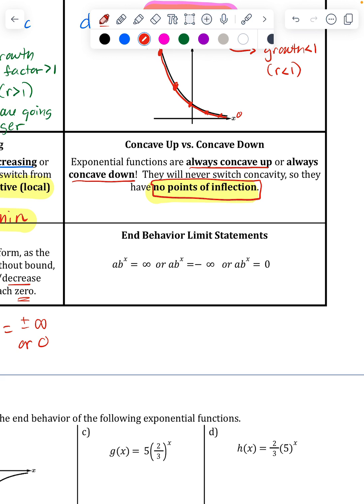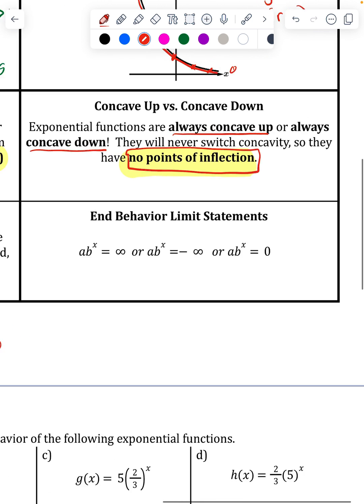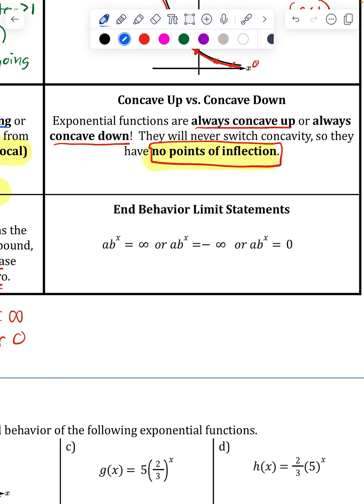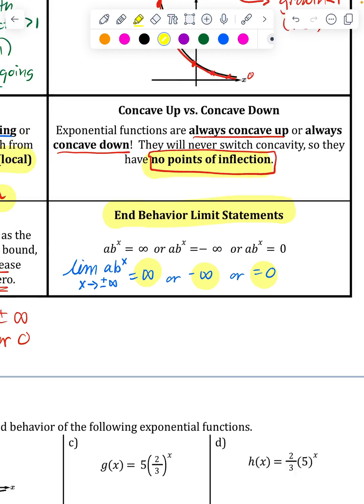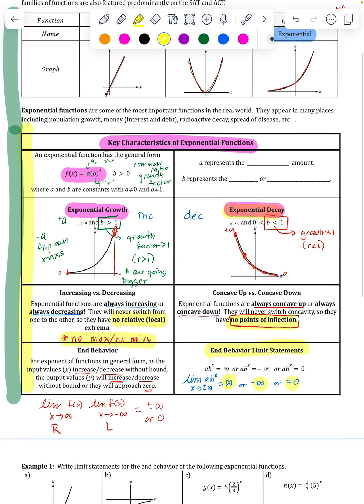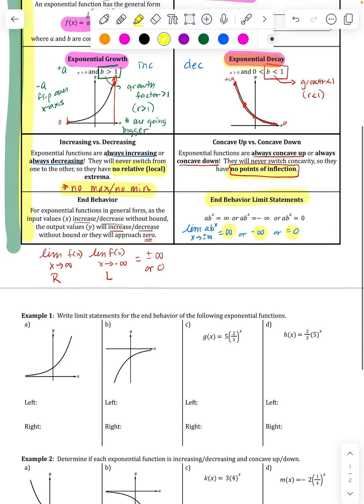End behavior limit statements: this one didn't get downloaded properly, but I think you have it. If you had the limit of a b to the x, an exponential function, as x approaches positive or negative infinity, meaning the ends, it will either be infinity, or negative infinity, or equal zero. These are your three options for the end behavior of exponential functions. We're not digging a ton into plugging in numbers. We are digging into their shape and their behavior.